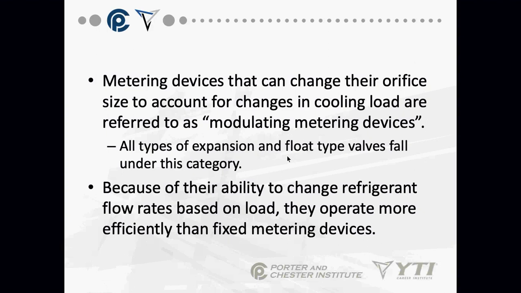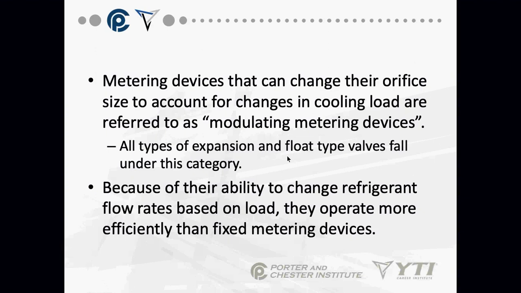Metering devices that can change their orifice size to account for changes in cooling loads are referred to as modulating metering devices. For those of you who are taking notes in one way or another, modulating metering devices. Okay, all it means is that the metering device can change its orifice size to account for changes in cooling loads. Okay, all types of expansion and float type valves fall under this category.